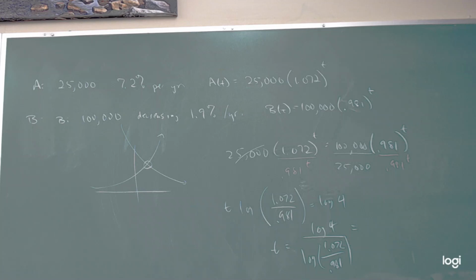I'll pull my calculator here as well. So log of 4 divided by the log of 1.072 divided by, oops, didn't do that right, divided by 0.981, close the logarithm, getting 15.627 years. Agree.